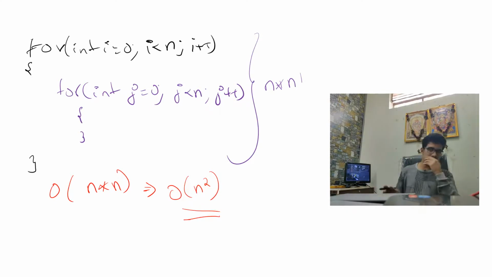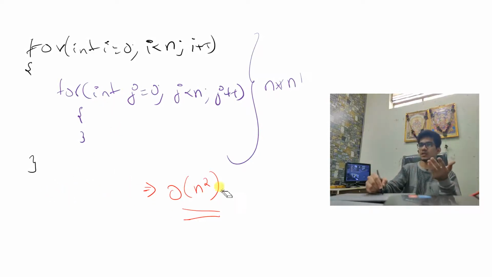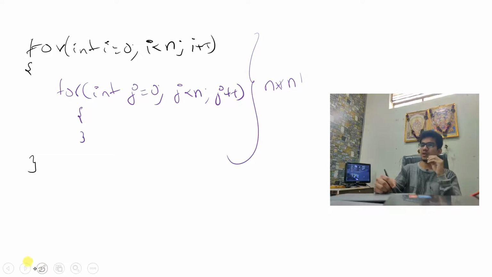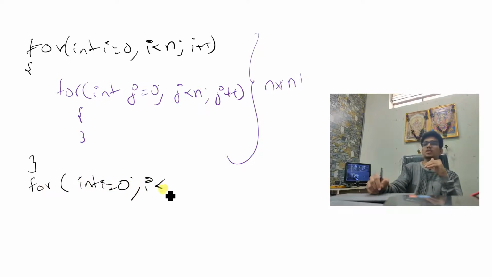You can take notes of this. Okay, so I will not stop here. I would like to expand this question by writing one for loop here. Let me write one for loop. So this for loop is outside the other for loops. So int i should be starting from 0, i should be less than n, i plus plus. Simply I will write this much only, like this.